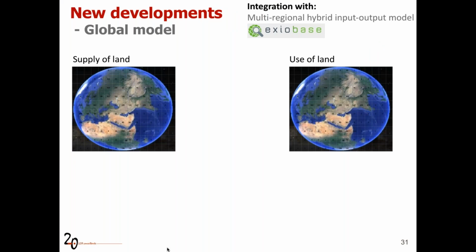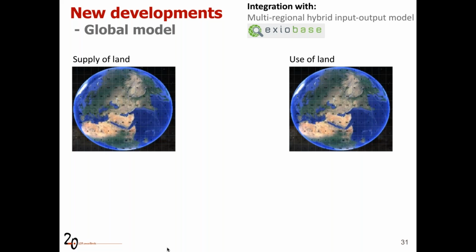Until recently, the land use change model was not really linked to global land use and global crop production. But recently, we have made an extremely detailed study. You can see what I've done here is that I've represented the globe divided into squares. For that, we have used the multi-regional hybrid input-output model called SimaPro.